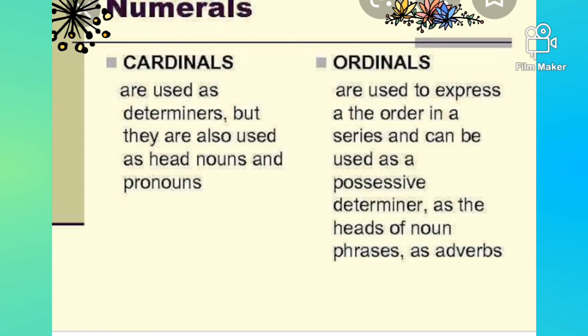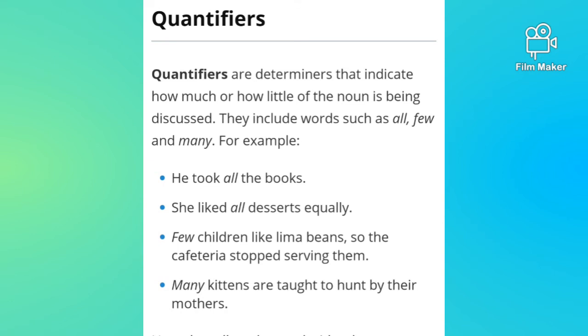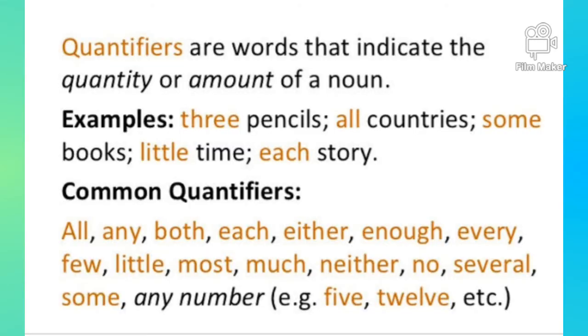Now come to the fifth point, quantitatives, which we can also call quantifiers. Quantifiers are determiners that indicate how much or how little of the noun is being discussed. For example, we can say he took all the books. She liked all desserts equally. Few children like lima beans, so the cafeteria stopped serving them. He bought some mangoes. This represents a small number. Give me some milk. This represents a small quantity.